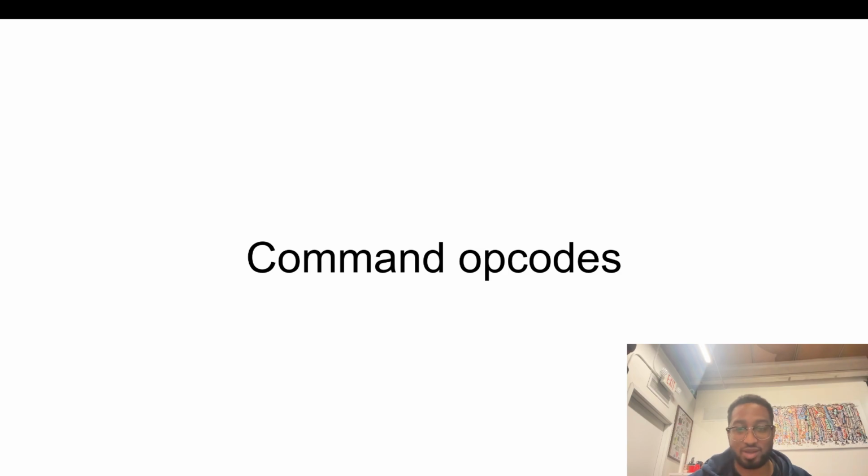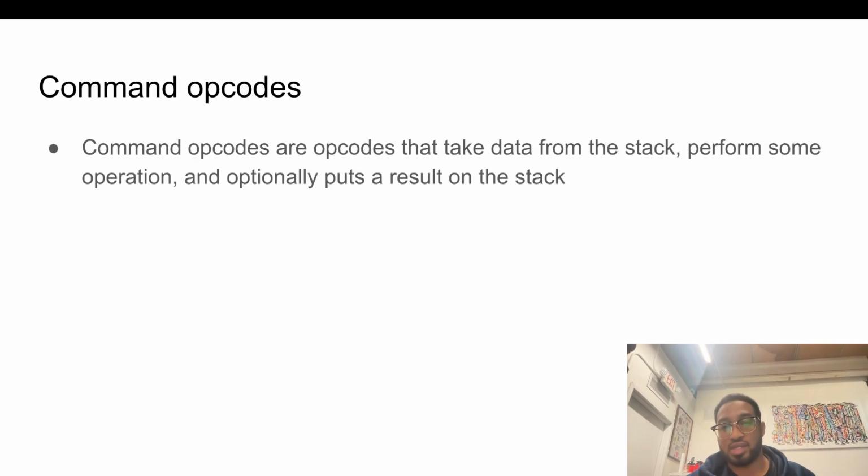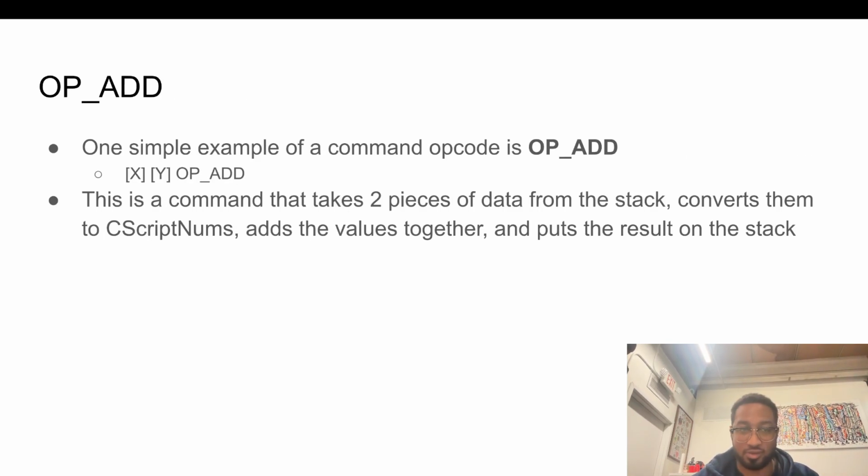So command opcodes. Command opcodes are opcodes that take data from the stack. They perform some operation and optionally put a result on the stack. Cool. So here's an example, op-add. One simple example of a command opcode is op-add.